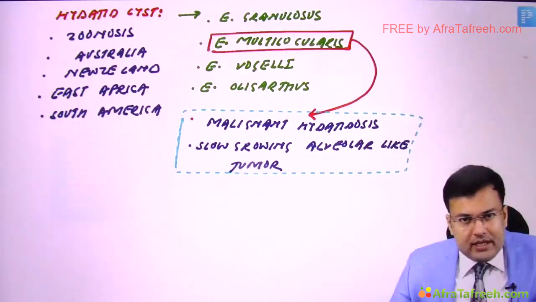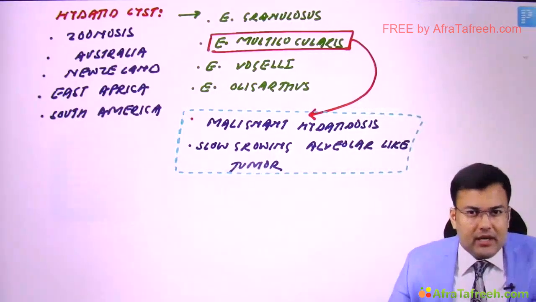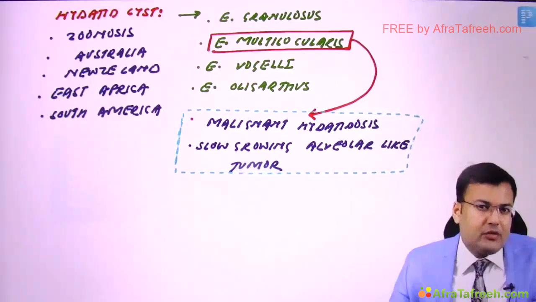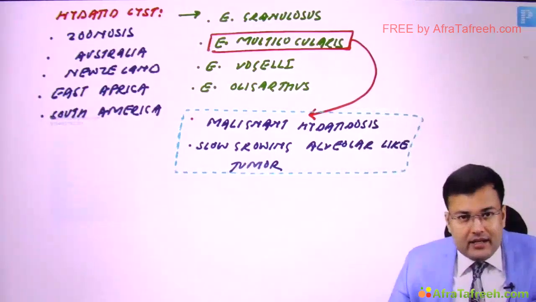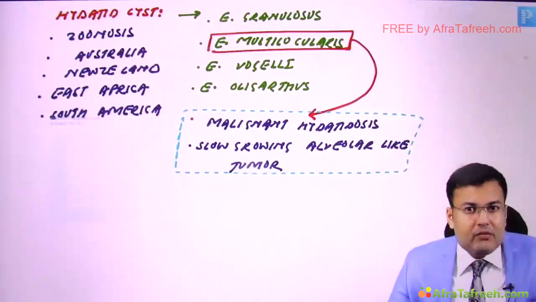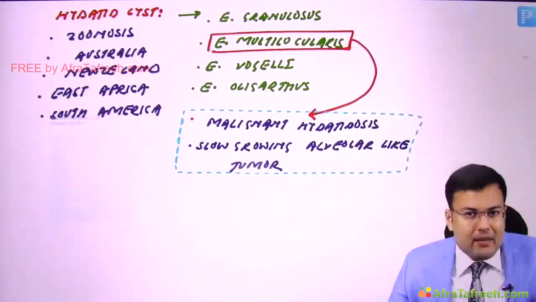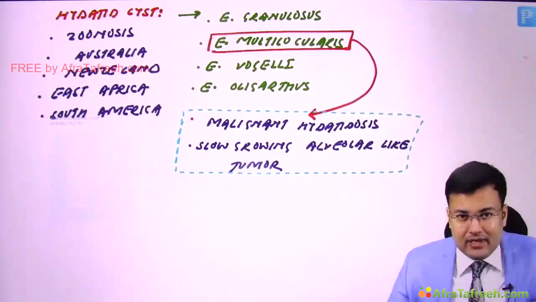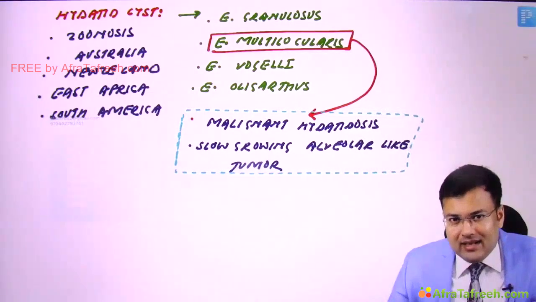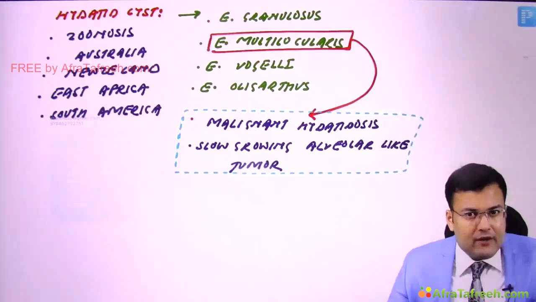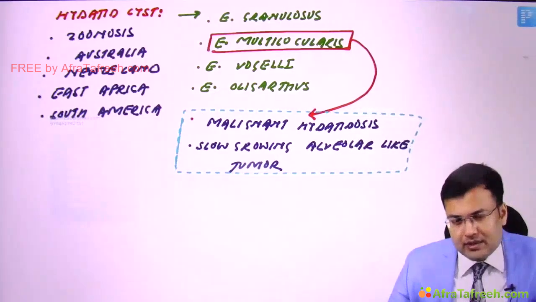The definitive host is dog. What is the meaning of definitive host? The host in which sexual phase of cycle is occurring. Intermediate host is sheep. And what about human beings or man? Man is accidental. Be careful, it's accidental, dead end, intermediate host without human to human transmission.